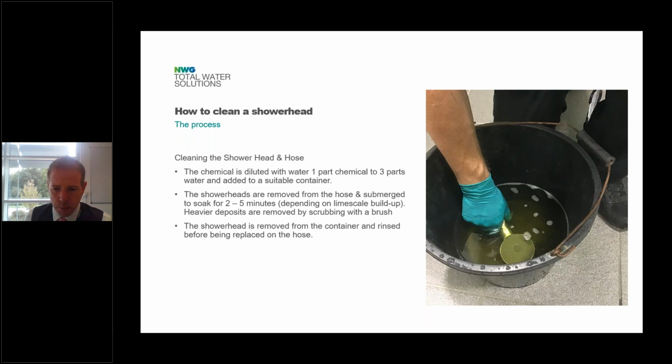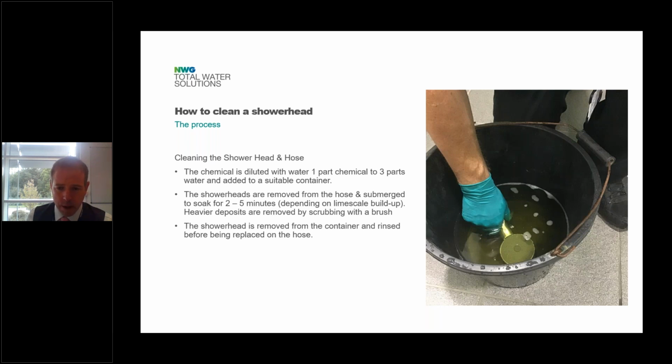You can see there it's starting to fizz away because the lime scale is being broken down by the acid, forming carbon dioxide, and it's bubbling away. We'd also use a soft brush on the outside of the shower head itself, just to physically and mechanically remove the lime scale. But it's important to leave it for 2 to 5 minutes. In heavier hard water areas, you probably need to go nearer the 5 minutes, and if they haven't been descaled for a while, not part of a regular program, we have found that you might need to repeat the process and do it a little bit longer.